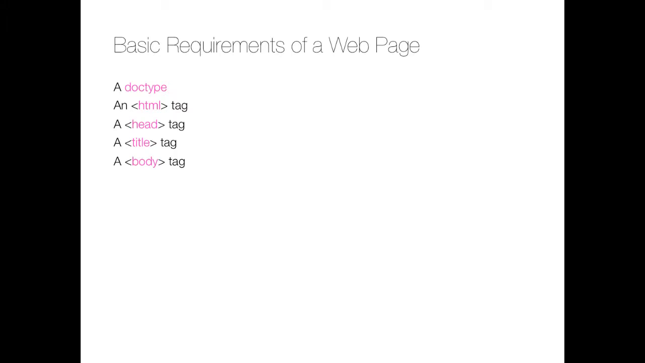The next lecture is about elements and attributes, and the one after that is about cascading style sheets. Let's start with the first one, elements and attributes.